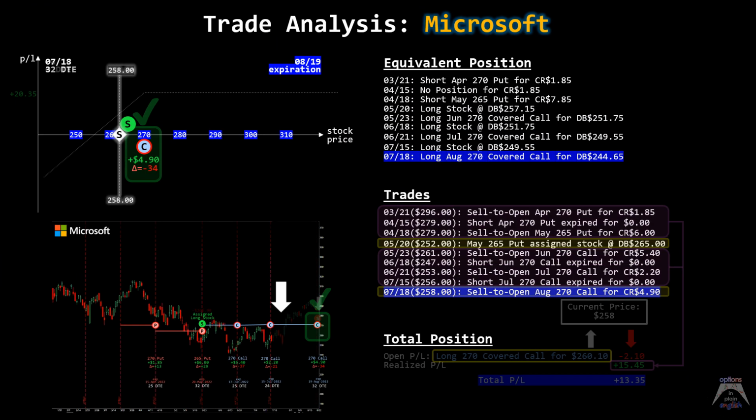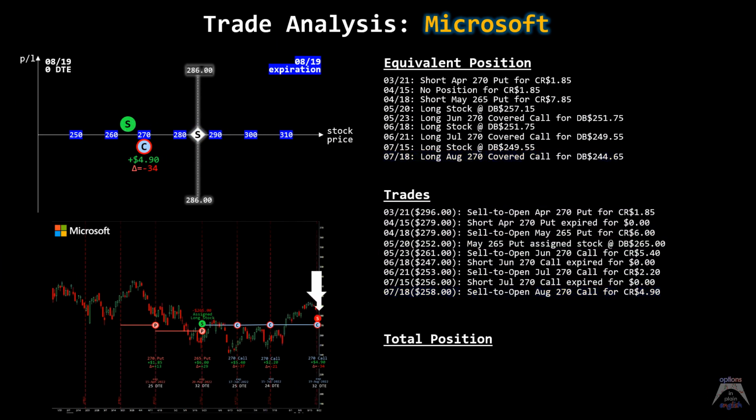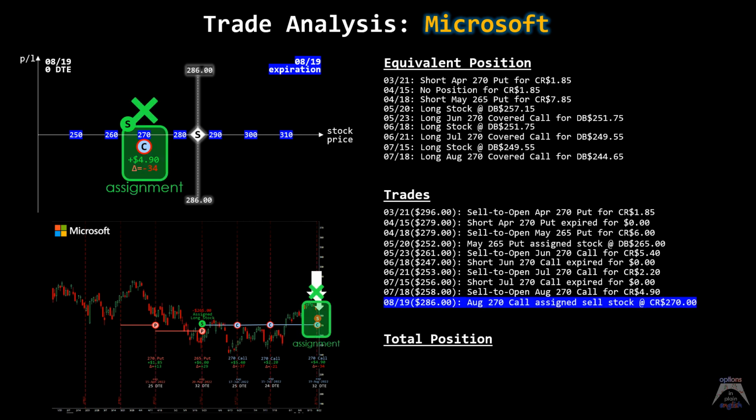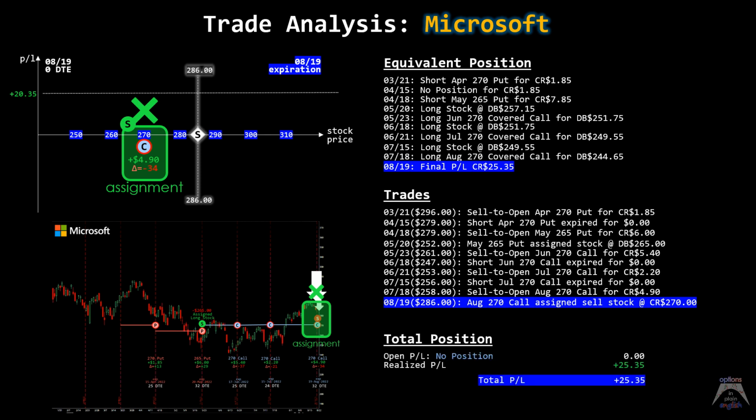Moving forward to August, at expiration, Microsoft is trading at $286, which means that our short call will expire in the money, so our long stock will get called away, and will be sold at our short call strike price of $270. This leaves us with no position anymore, and a full cycle of the wheel already completed, netting us a total of $25.35 per contract in profit. At this point, it is up to us whether we want to keep this wheel trade going for another cycle, or if we want to deploy our capital to some other strategy, based on our overall trading plan.